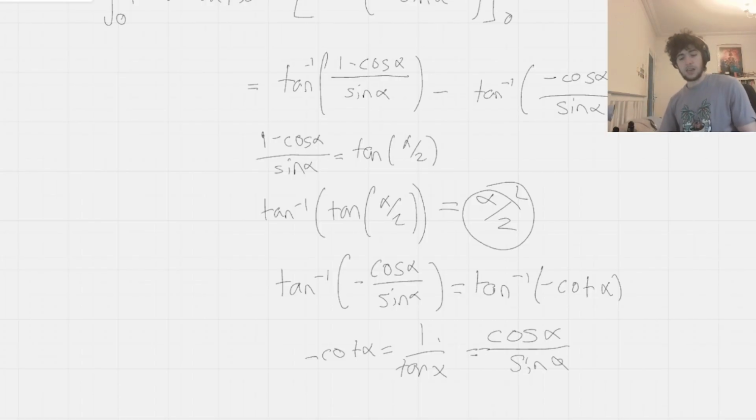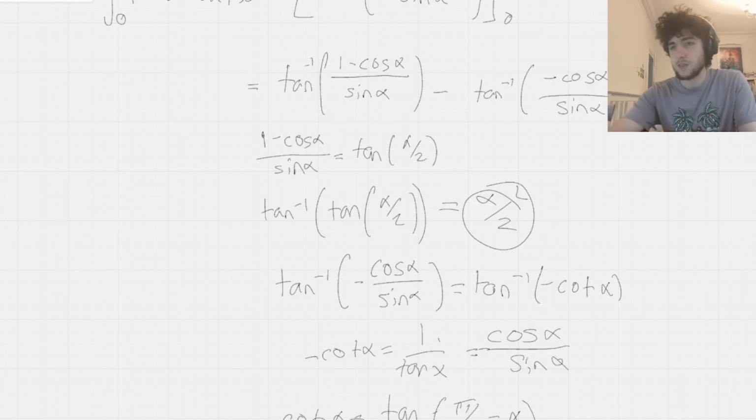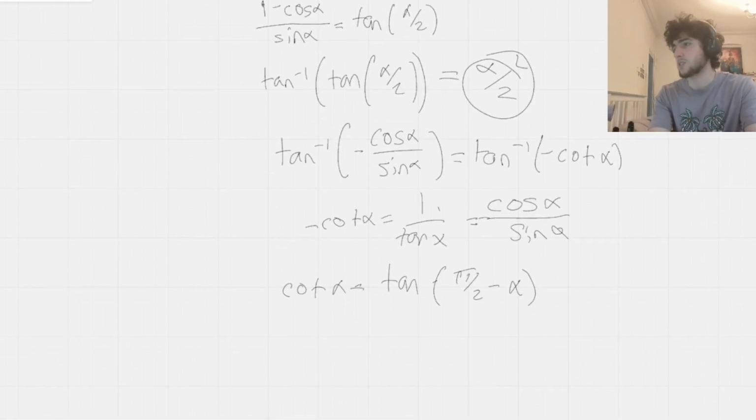Okay, now, there's a relationship between tan and cot which is quite important. It tells you that cot alpha is equal to tan of pi over 2 minus alpha. One of the ways that we can see this is by looking at their graphs. So let me see if I can get this up.